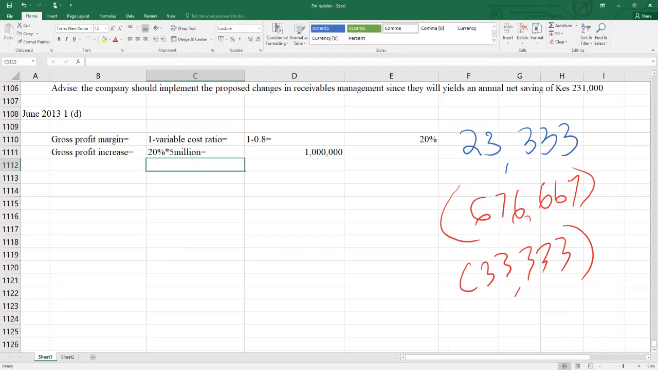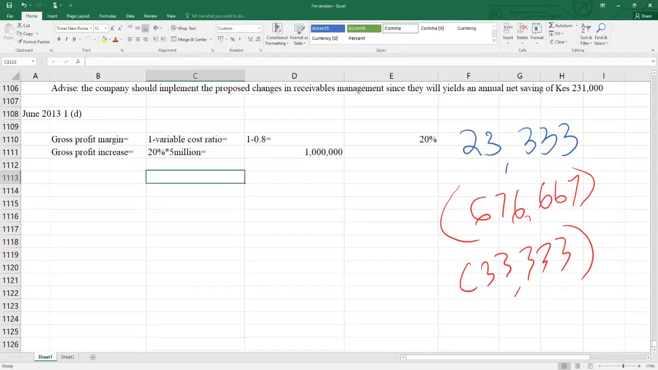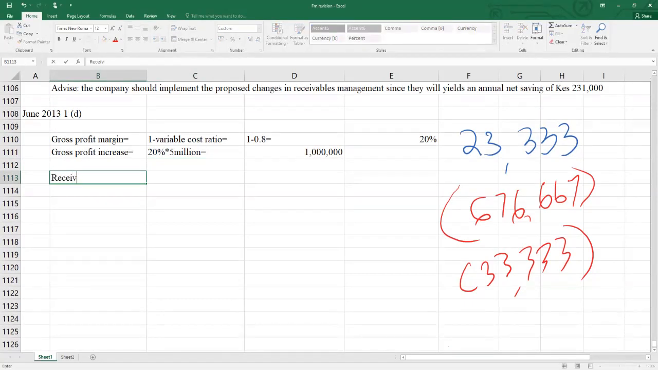So if that happens, you've been told that the average number of days is currently 20, but if the company implements the proposal, this will increase to 40. Since the number of days are increasing, that implies an extra investment the company will have to make towards the accounts receivable. So I think that's the next working: receivable investment.